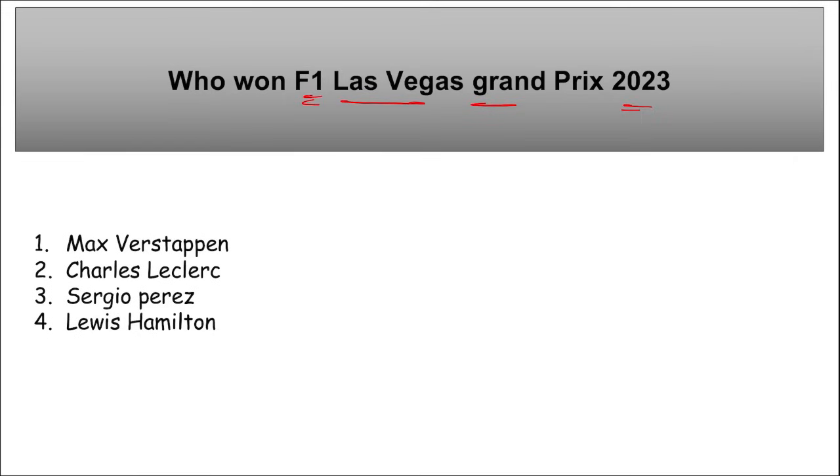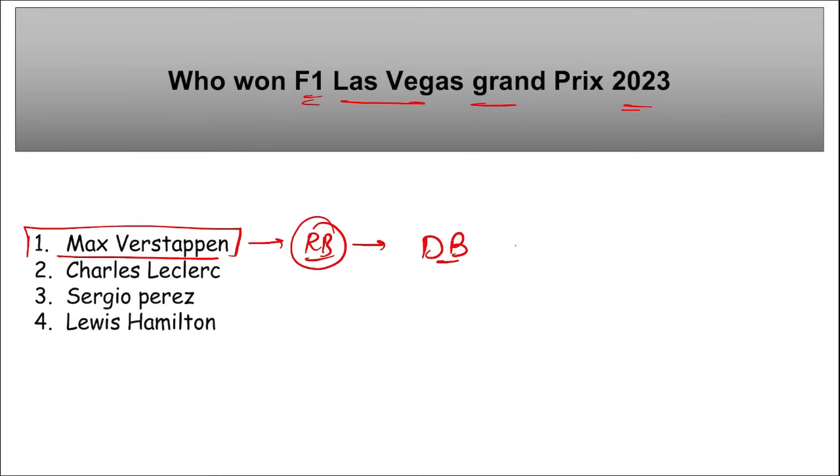The F1 Las Vegas Grand Prix 2023 was won by Max Verstappen. He drives for Red Bull. Right? He's a Dutch Belgian driver and he has won the F1 Las Vegas Grand Prix 2023. Correct? It was held from 16th of November till 18th of November.